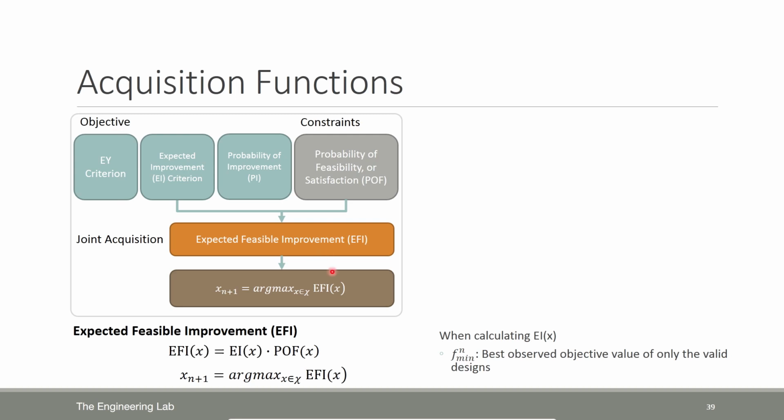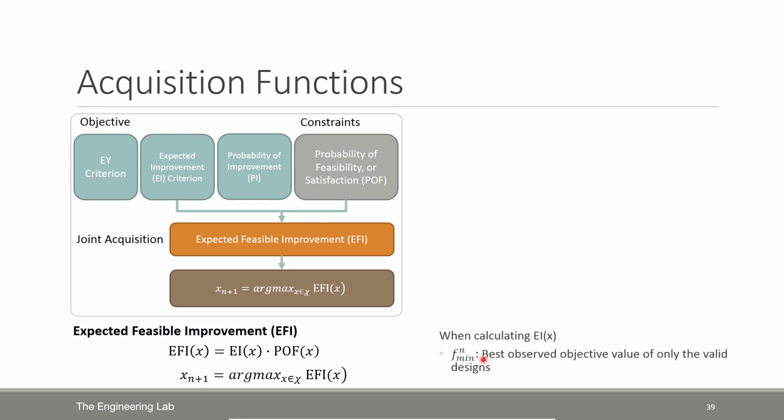So here, if you look here at the bottom, I have my so-called joint acquisition function. Here you can call it the expected feasible improvement function. You basically take the product of EI with a POF, and then you look to maximize this function EI of X. Wherever the maximum is, this is your next candidate point to evaluate. And then you repeat the process again and again.